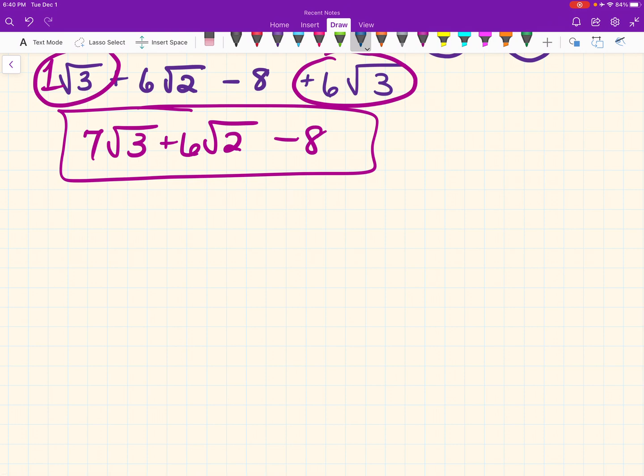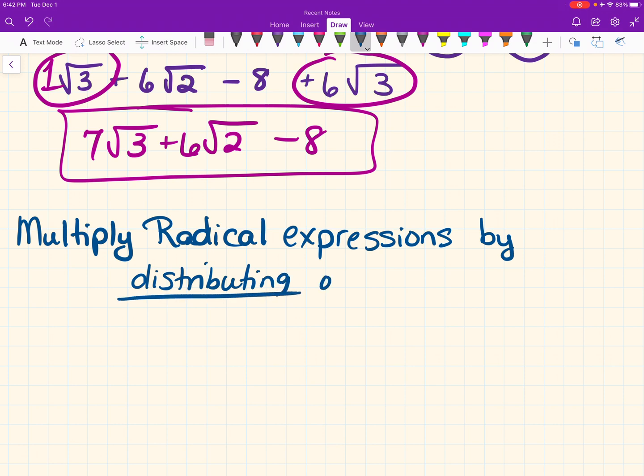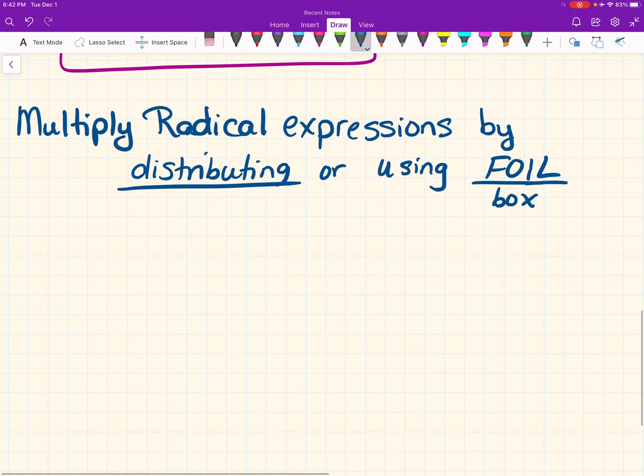We're going to multiply radical expressions by distributing. That's the first one. Or using FOIL. Now, when I say using FOIL, that could also mean the box method, so it's kind of up to you. So we're going to do 2 of these as an example. Okay, I keep doing that. Sorry, I don't have the screen frozen.